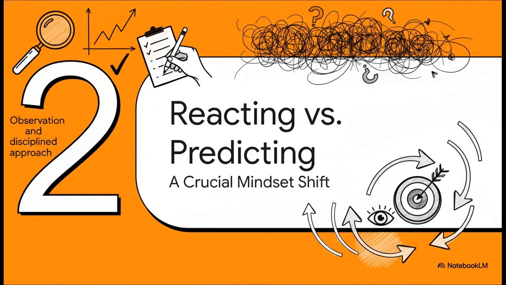Now, before we even touch the checklist, we've got to talk about a huge mindset shift. This is absolutely critical. This strategy, when done right, is all about reacting to what the market is telling you. It's not about predicting or guessing what's going to happen next. And that, right there, is the difference between a pro and an amateur.